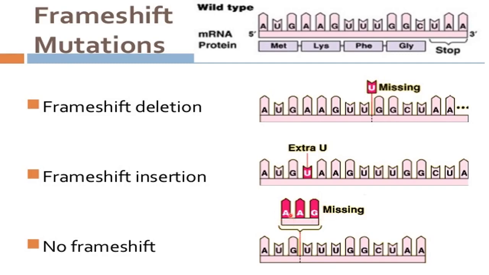It will not affect other codons present on the mRNA, right? So you can say 3 or multiple of 3 nitrogenous bases if added or deleted, then the mutation will not result into frameshift mutation.